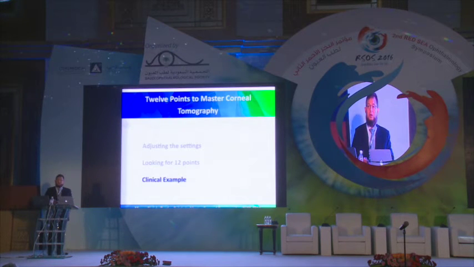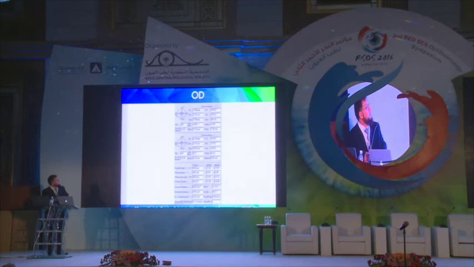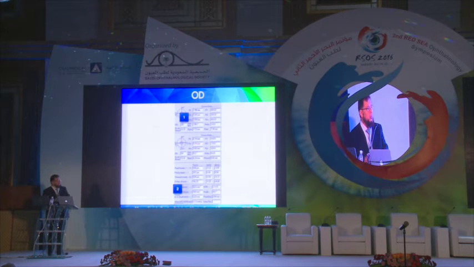I'll give you one clinical example of how I study the patient. I look at the quality specification. It is okay. Kmax is below 47.2. Thinnest location is above 500. Y coordinate is less than minus 0.5.